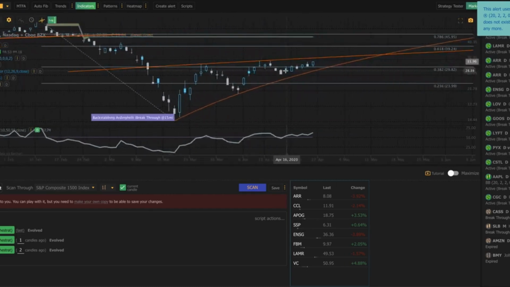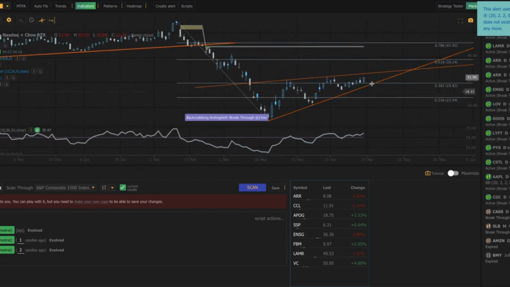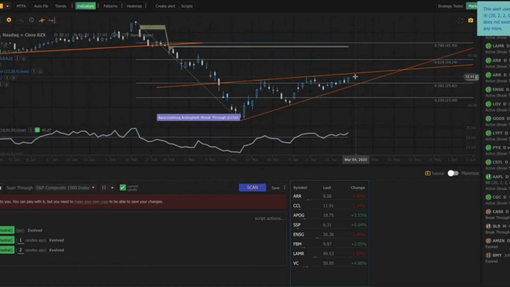Lyft in particular, this is an actual trade that I'm in, right? And I don't know how long this pattern will continue. And honestly, to me, this is kind of a bearish pattern. It looks like a bear flag to me. Lyft is not a chart I trust for long term.